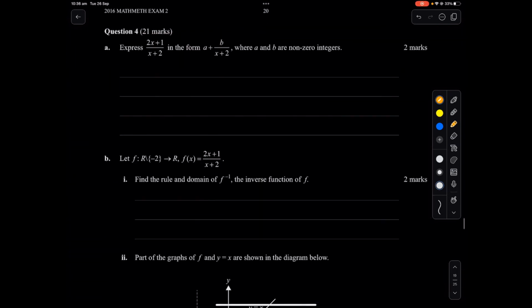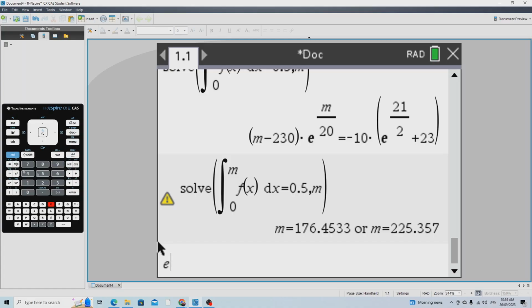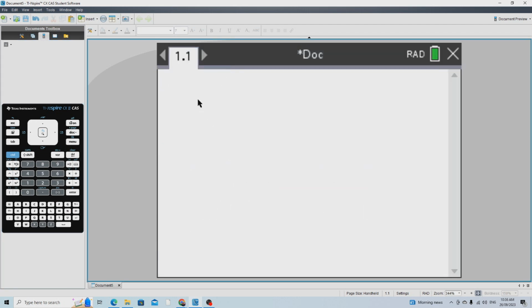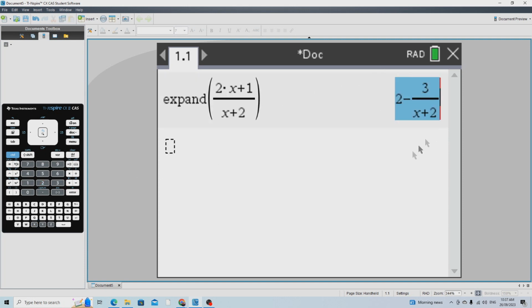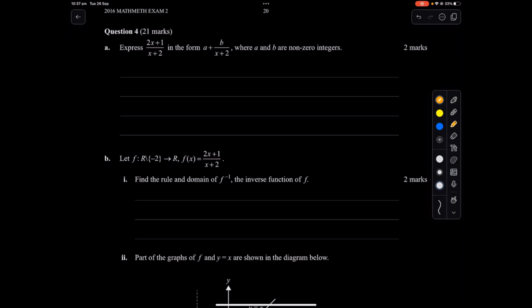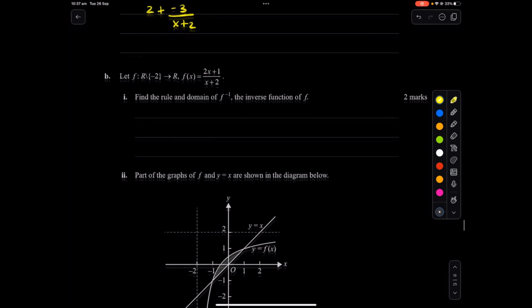Okay, let's do this. Question 4, express this in the form of this. Easy. So what I'm going to do is I can just go on Control N first. What's the new question? So I just write expand 2x plus 1, x plus 2. Gives us this form. Perfect, let's write that. So our a value is just 2, and it is 2 plus minus 3 over x plus 2. Done.